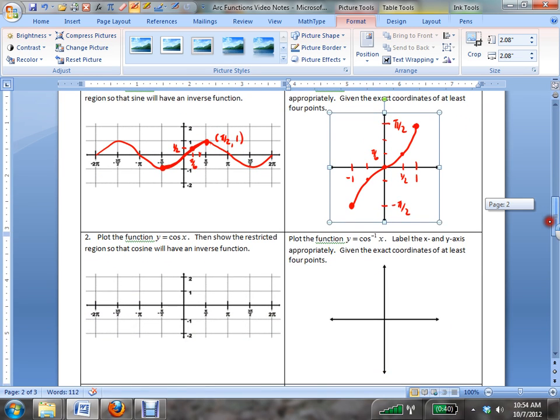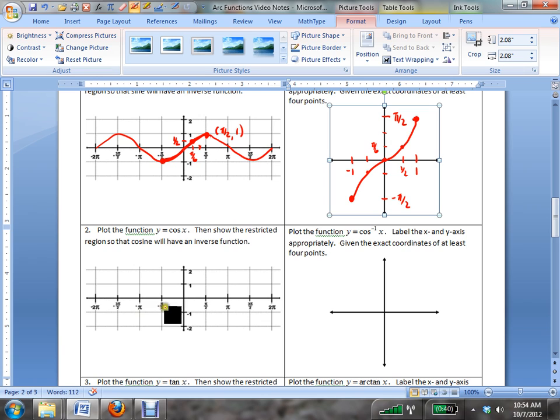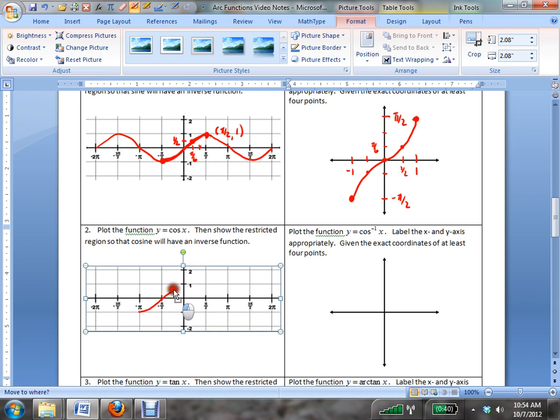Let's do the same thing with the cosine function. Here is the basic graph of my cosine function. And now I'm going to restrict the region for the cosine function so that it will pass the horizontal line test, so it will have an inverse. The restriction by definition, and this is always true, we are always going to restrict it between 0 and pi.